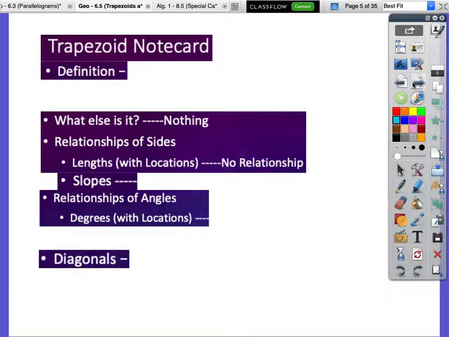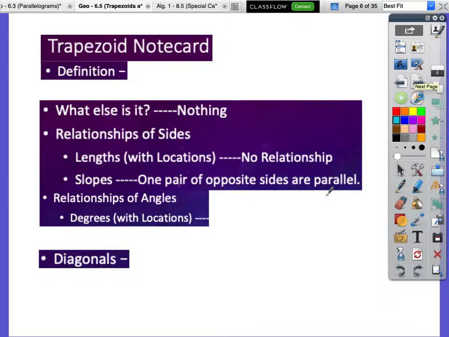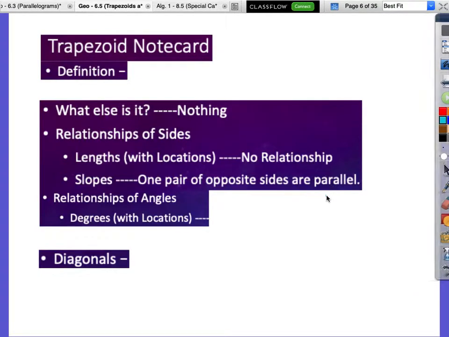What about the slopes? One pair of opposite sides are parallel. How many pairs? One pair. So that's what we know from the slopes. There's one pair of opposite sides that are parallel.